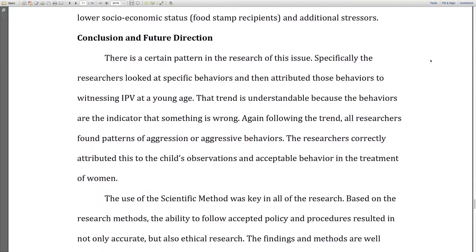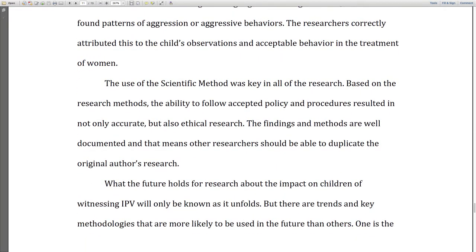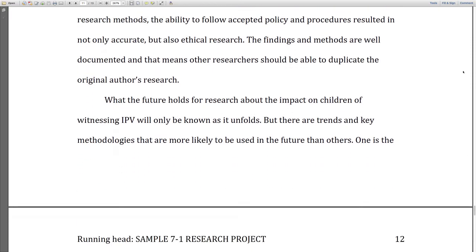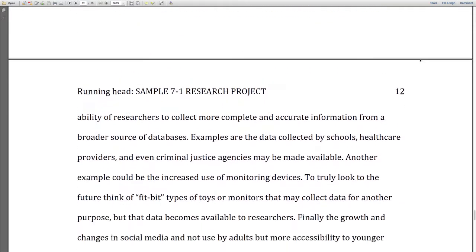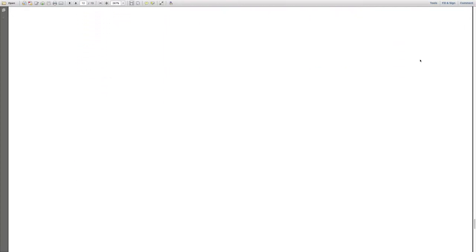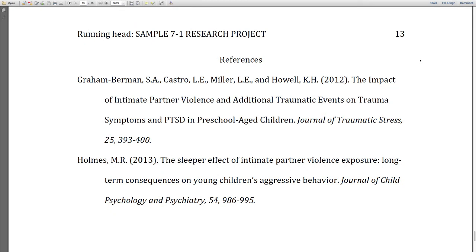Here is the conclusion where you're talking about the patterns in the research, the use of the scientific method, and what the future holds, looking out into the future for this research. Or I should say what might be in the future for this research. Only 2 references, the 2 articles that are cited, that's in APA format, alphabetical order, hanging paragraphs.